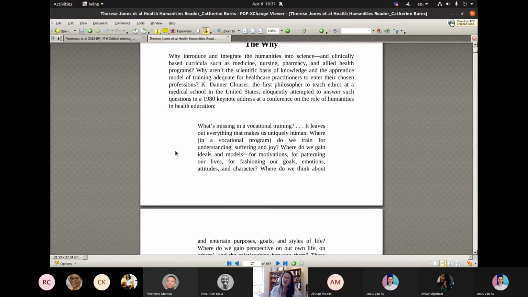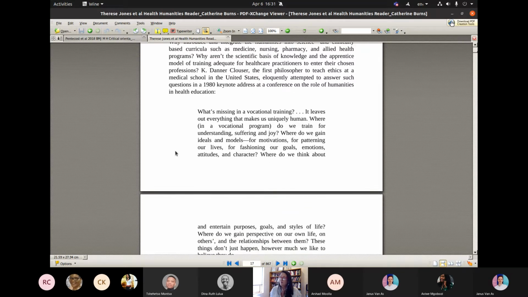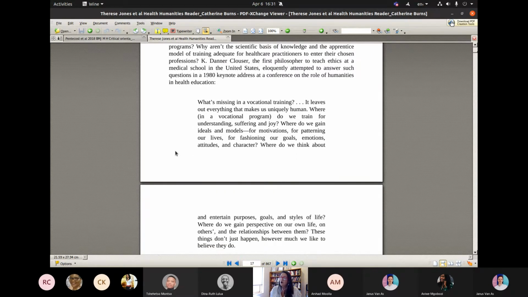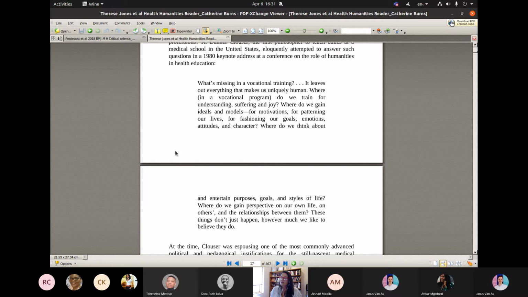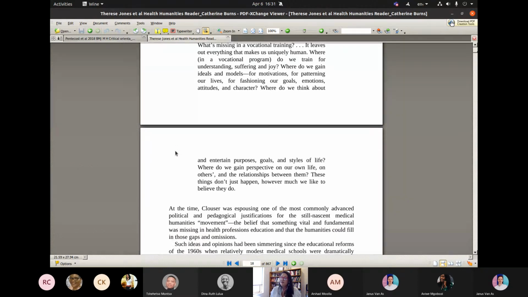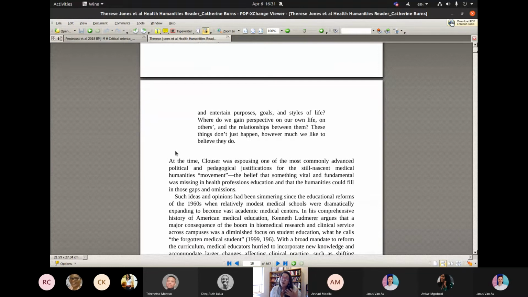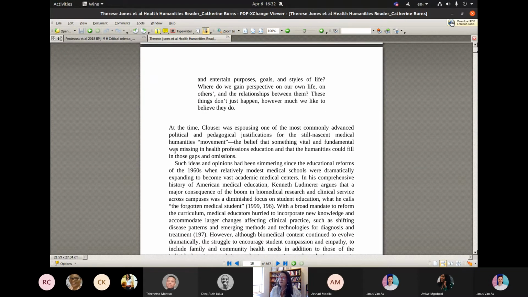What's missing in a vocational training? It leaves out everything that makes us uniquely human. Where do we train for understanding, suffering, and joy? Where do we gain ideals and models for motivations, for patterning our lives, for fashioning our goals, emotions, attitudes, and character? Where do we think about and entertain purposes, goals, and styles of life? Where do we gain perspective on our own life, on others, and the relationship between them? These things don't just happen, however much we like to believe they do.